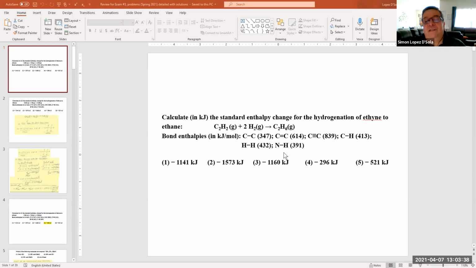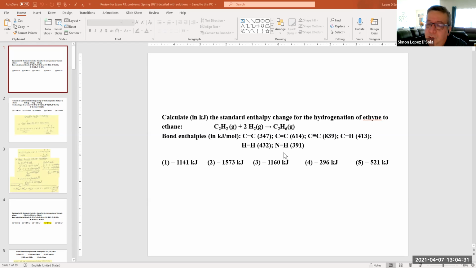Calculate in kilojoules the standard enthalpy change for the hydrogenation of ethine to ethane. The bond enthalpies are given in kilojoules per mole. So the first thing you need to notice in this case, and also you need to do that on the exam, is that you have an equation for a chemical change, but you don't have the Lewis structure. So it means that you need to first check if the equation is balanced. And then after you check the equation is balanced, which is the case here, you need to draw the corresponding Lewis structure in your scratch paper. Why? Because you don't know if you have a single bond, a double bond, or a triple bond, and you won't know what values you need to take.